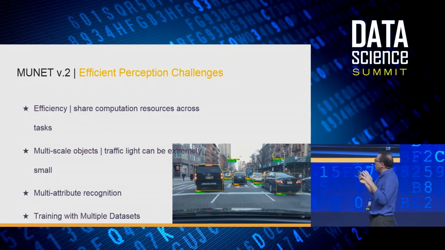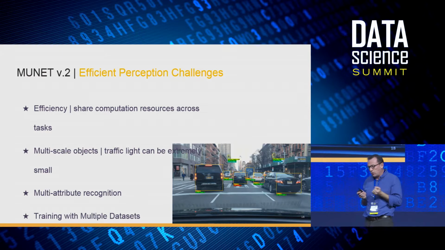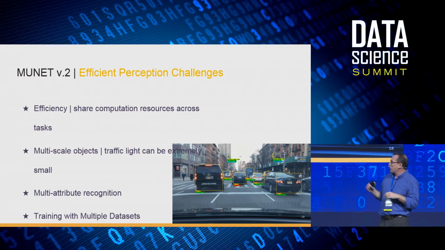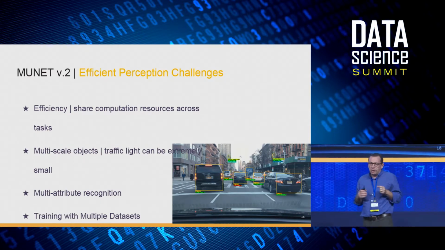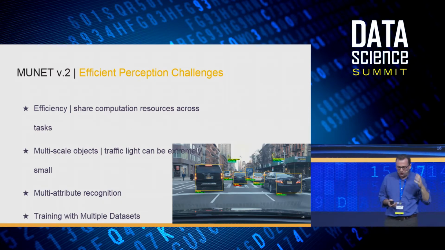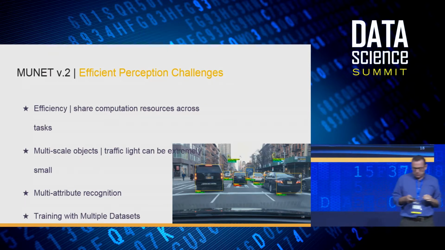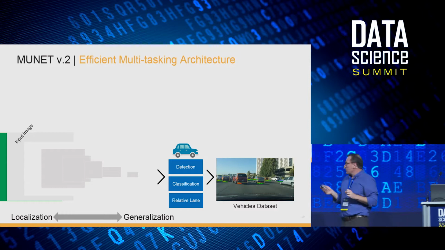So basically, to iterate a little bit on the challenges and how you solve them. When you want to combine these two tasks, the traffic light detection and the forward collision warning, you have to look at different dimensions. One is efficiency. You want to have a shared backbone. You want to share computation resources across multiple tasks. You want to be able to support multi-scale objects, vehicles that are really close to the camera and traffic lights that are really far away. And you want to be able to put these attributes or labels that say, is this information relevant to me or not?